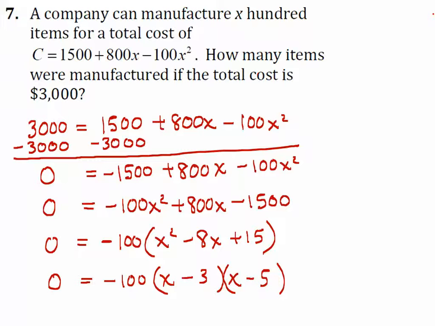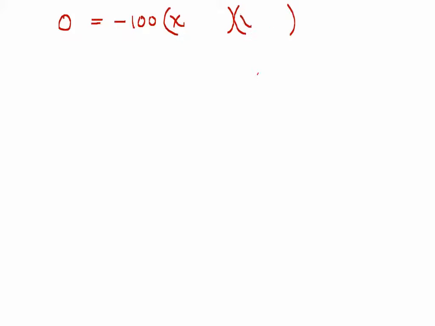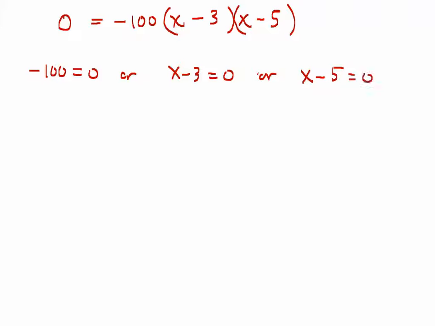So notice I have 3 factors. The negative 100 is a factor, x minus 3 is a factor, x minus 5 is a factor. We're going to split each of those off now. So let me rewrite the problem here so I have more room. Okay, so then we're going to go negative 100 is equal to 0, or x minus 3 is equal to 0, or x minus 5 is equal to 0.